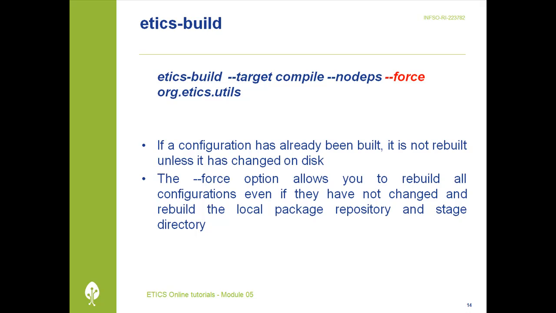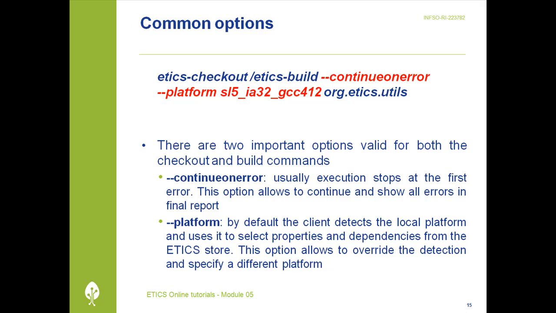If the configuration has already been built, it is not rebuilt unless it has changed on disk. The Force option allows you to rebuild all configurations even if they have not changed, and rebuild the local package repository and stage directory. By default, the client stops execution as soon as an error is found, for example if a package cannot be checked out or information is missing. Usually execution stops at the first error. The Continue on Error option allows you to continue and show all errors in the final report.